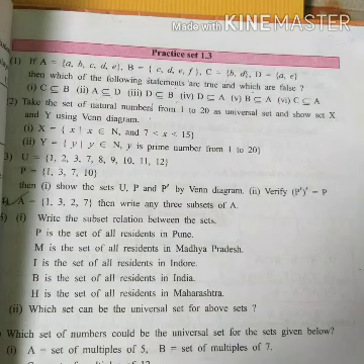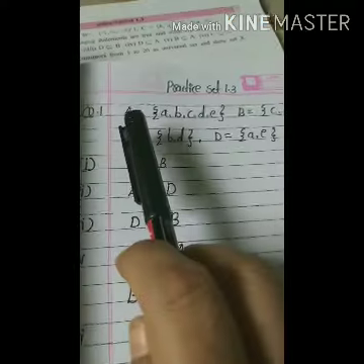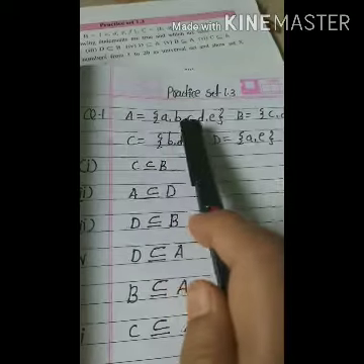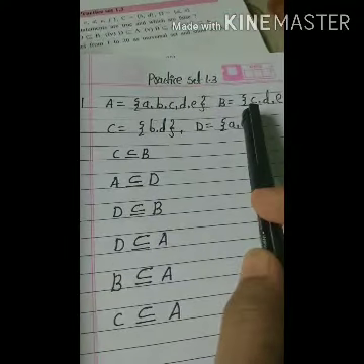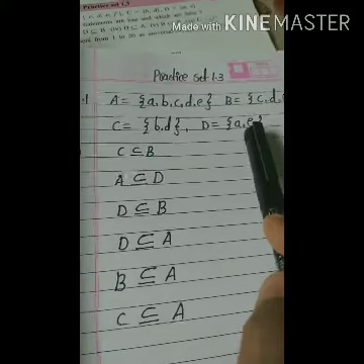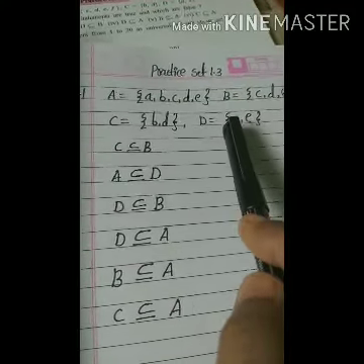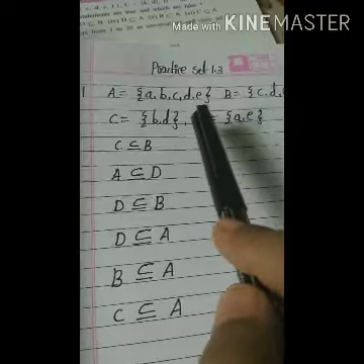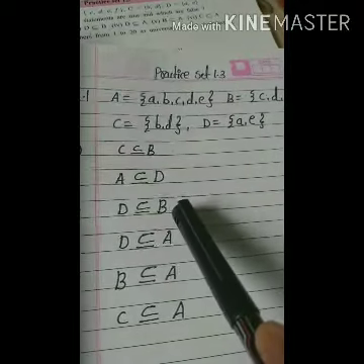Now, we start practice set 1.3. Question number 1. Here, set A is given, set B is given, set C is given and set D is given. On the basis of these sets, we have to find out which statement is true and which is false.